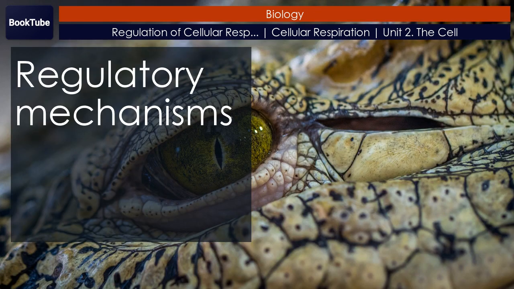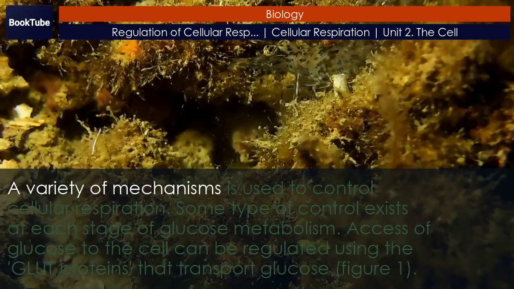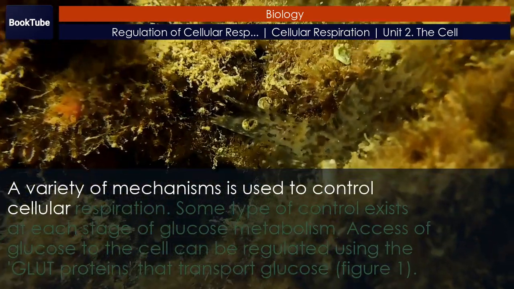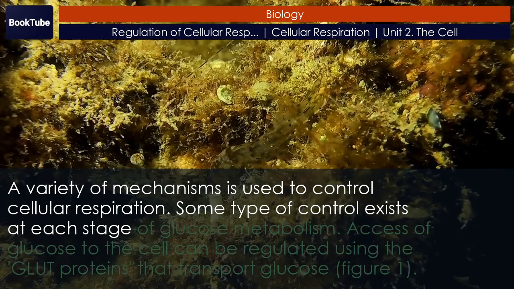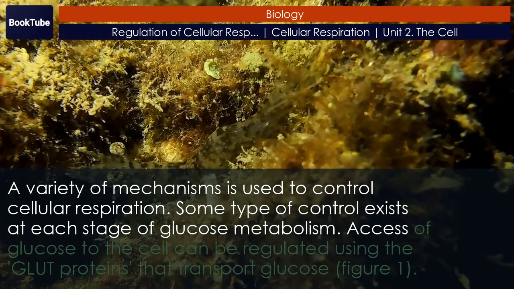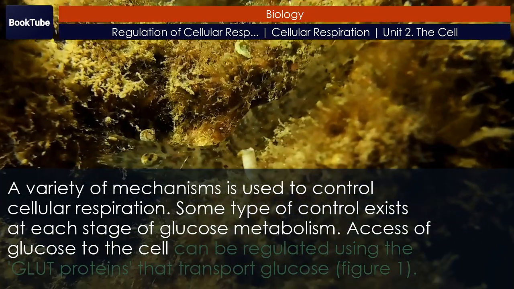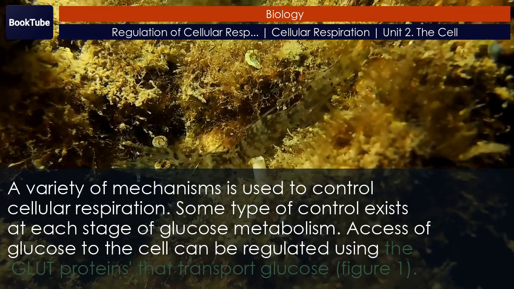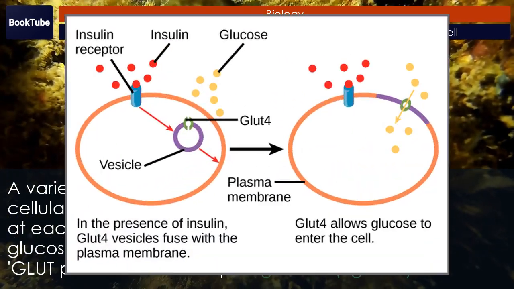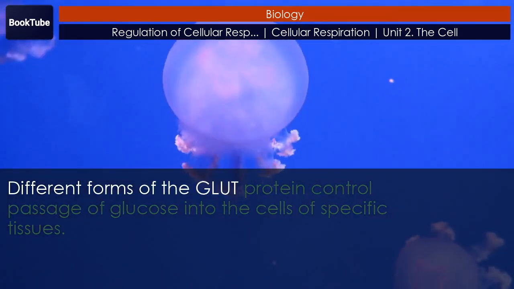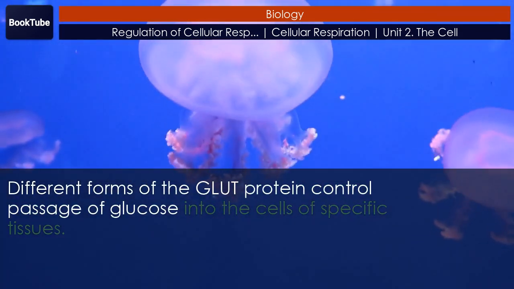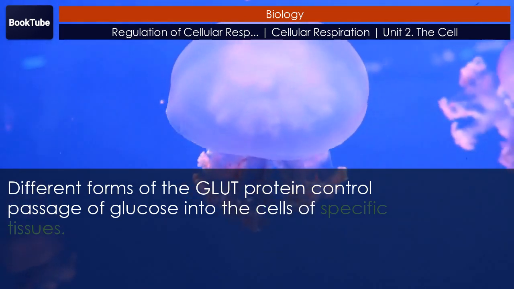Regulatory mechanisms. A variety of mechanisms is used to control cellular respiration. Some type of control exists at each stage of glucose metabolism. Access of glucose to the cell can be regulated using the GLUT proteins that transport glucose. Figure 1. Different forms of the GLUT protein control passage of glucose into the cells of specific tissues.